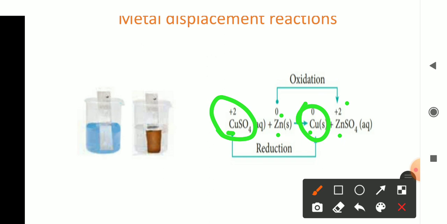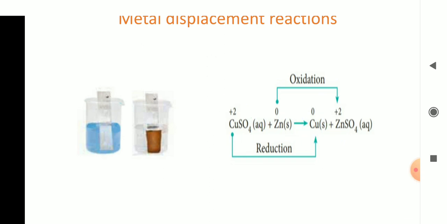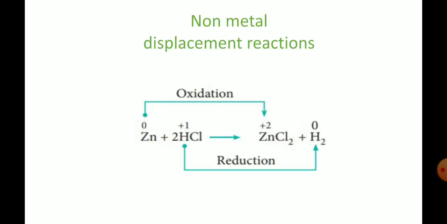So in the single reaction itself, both oxidation and reduction take place, and so it is an example of a redox reaction. Okay, so what is called a metal displacement reaction? It is a type of redox reaction in which the place of one metal is occupied or displaced by another metal. Okay, then come to the second type of displacement reaction, which is non-metal displacement reaction.